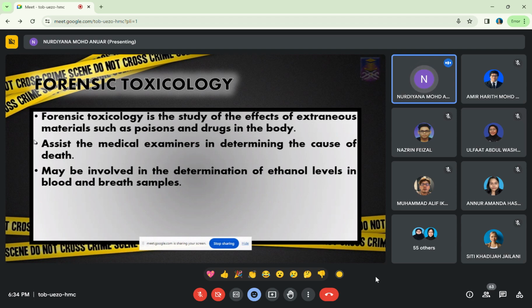So kita nak determine dia ni meninggal sebab apa. So dia punya stomach content akan dibawa ke lab untuk kita buat analisis to determine dekat stomach dia tu ada traces of any kind of drugs. Okay. So kalau dah determine dan buktilah dia mungkin meninggal disebabkan poison. Can also be used to determine ethanol level.